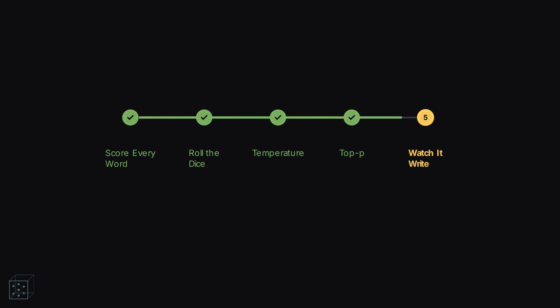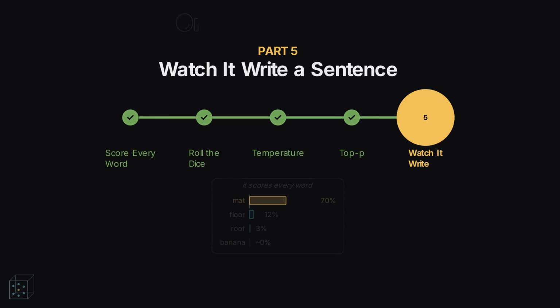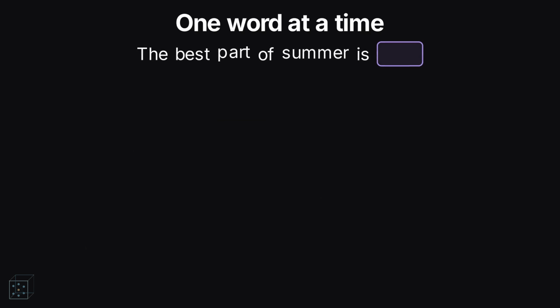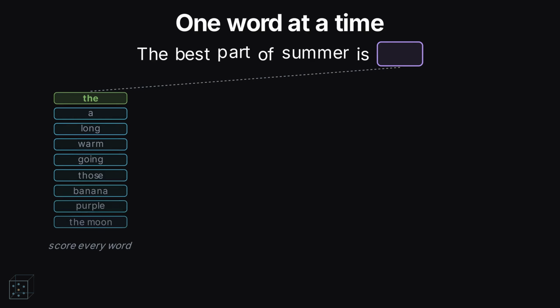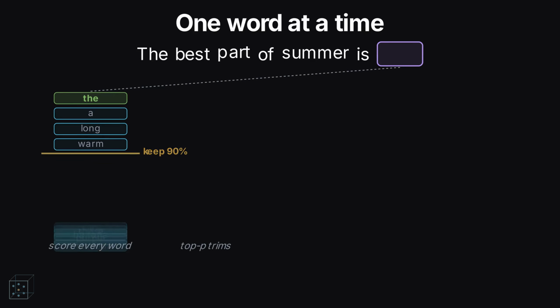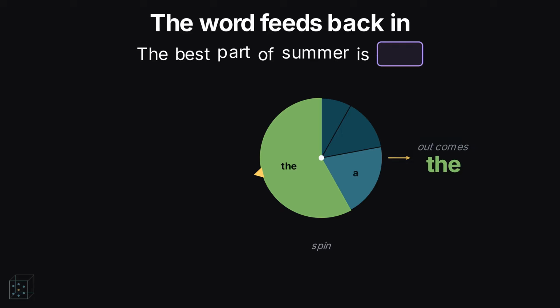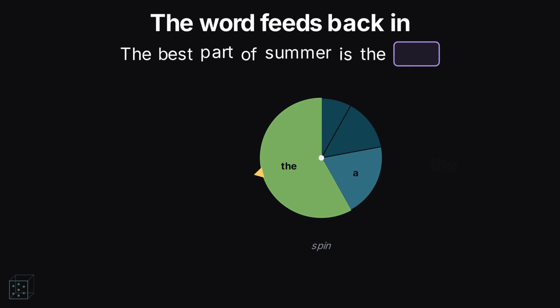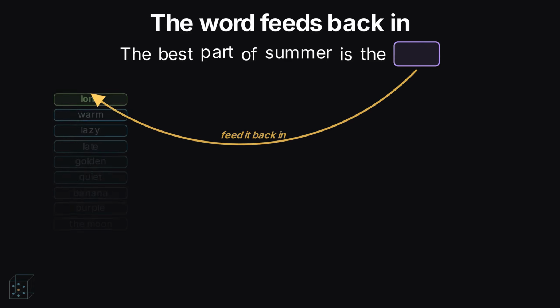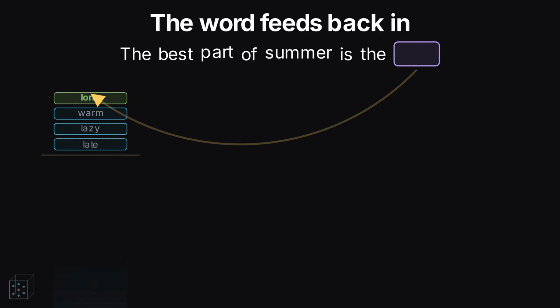Part 5, watch it write a sentence. Let's put it all together and write one word at a time. You type, the best part of summer is. The model scores the whole vocabulary, Top P trims it to a handful of good words, and it spins. Out comes the. Now the magic step. It adds the to your sentence and feeds the whole thing back in as if you'd typed it. The best part of summer is the.